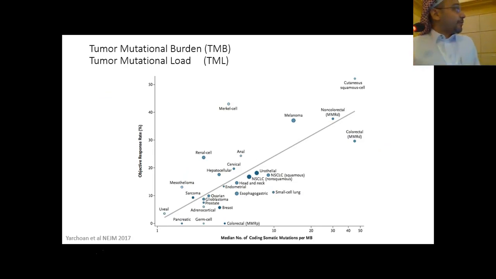So the Merkel cell, for example, here has a medium number of mutations in the tumor burden, and at the same time, it has an excellent response. And some of the other tumors will have a medium number of mutations, and yet they are not responding so well, like small cell lung cancer. So there's a lot of spectrum in here.